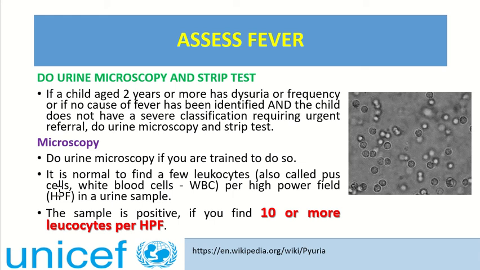Microscopy, when we do it, look for leukocytes, or what we call pus cells. If the leukocytes or pus cells are 10 or more per high power field, we consider it positive.